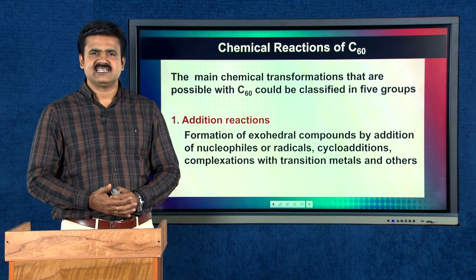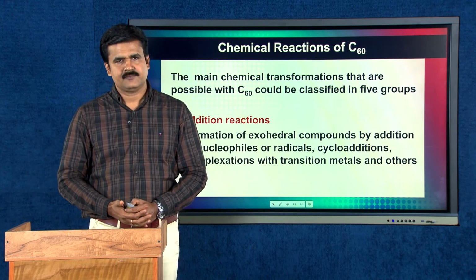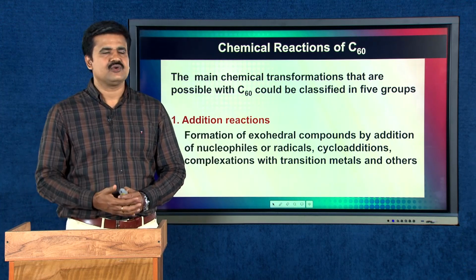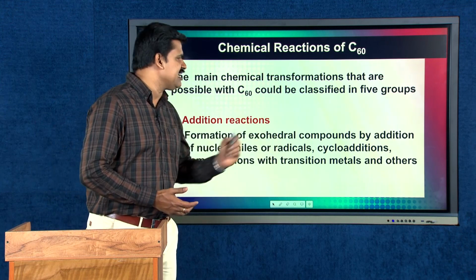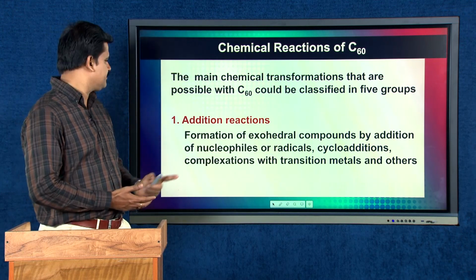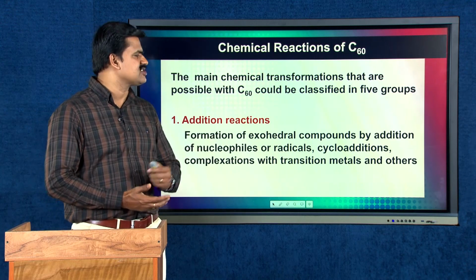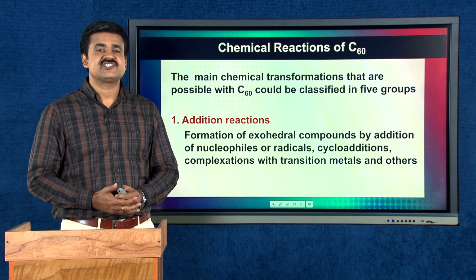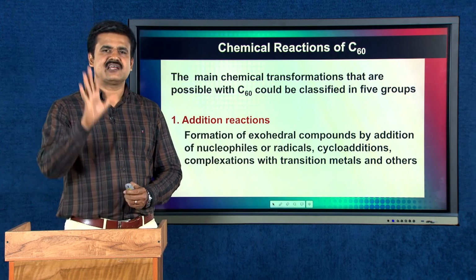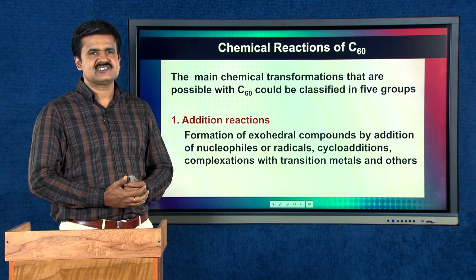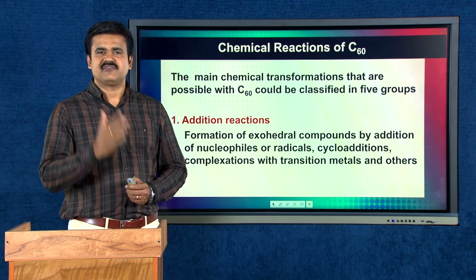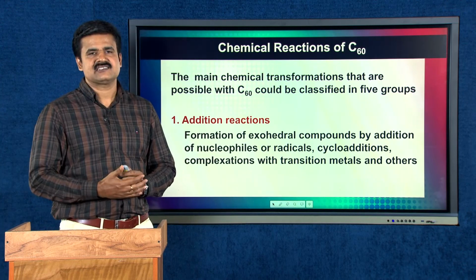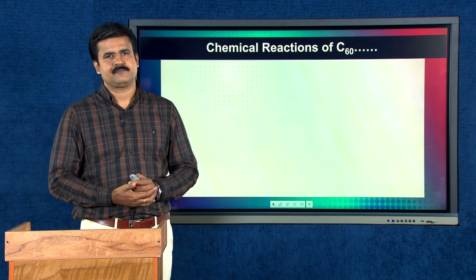The first category is addition reaction. Formation of exohedral compounds by addition of nucleophiles or radicals, cycloadditions, complexations with transition metals, etc. provide good examples for addition reactions. So, there are 5 categories of reactions shown by C60. The first category is the addition reaction. Addition reaction generates the exohedral compounds.